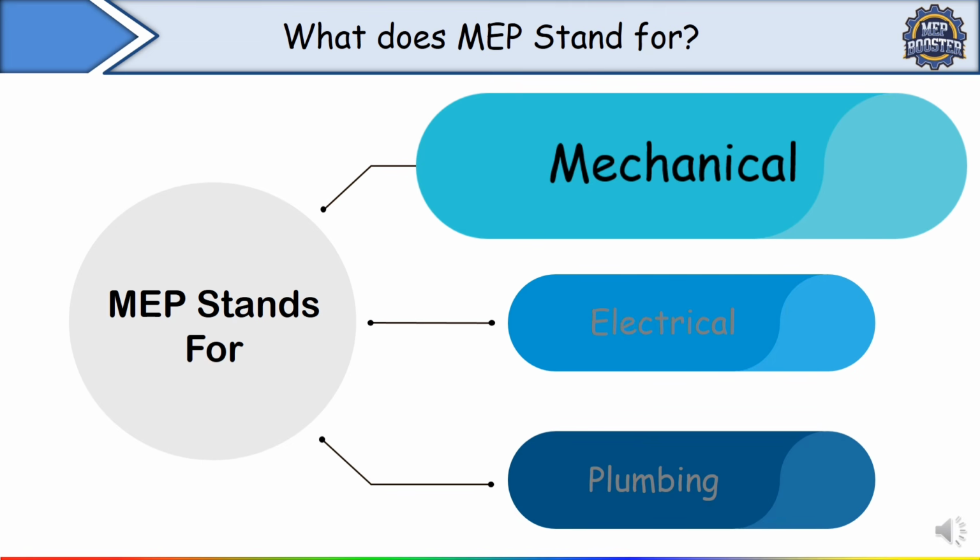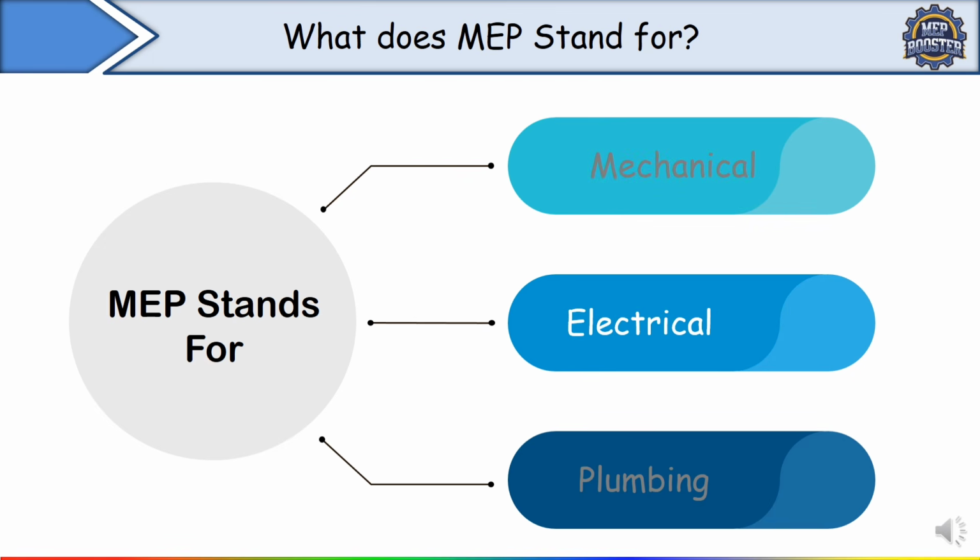So mechanical systems control indoor environmental conditions, including temperature, humidity, air quality to ensure comfort and health for occupants. So this is the mechanical system.